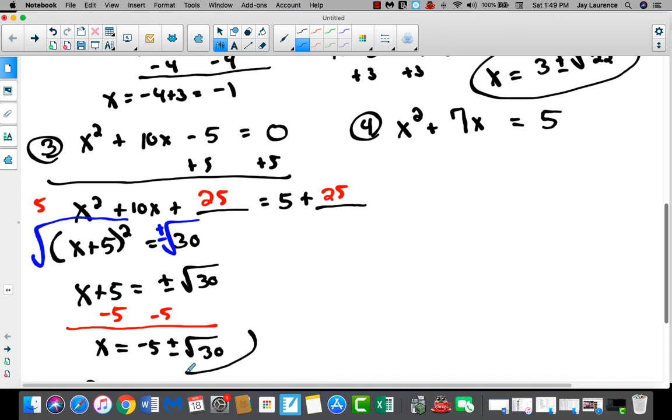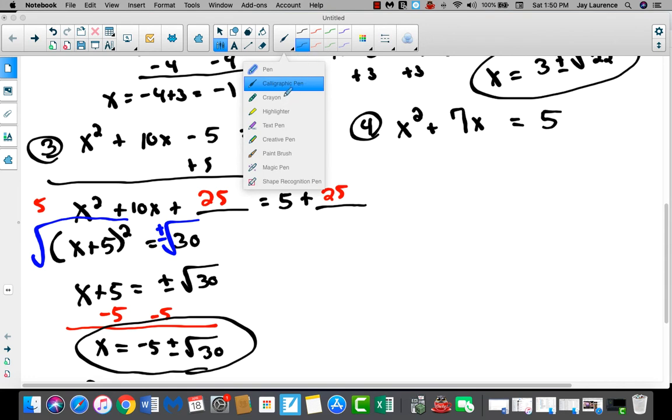These are called the exact solutions because the square root of 30 is an irrational number. It's a decimal that goes on forever without repeating, right? We learned that way back in August. Well, so this is the exact answer. Now, sometimes in your homework or in Math Excel or something, they'll ask you for the decimal.